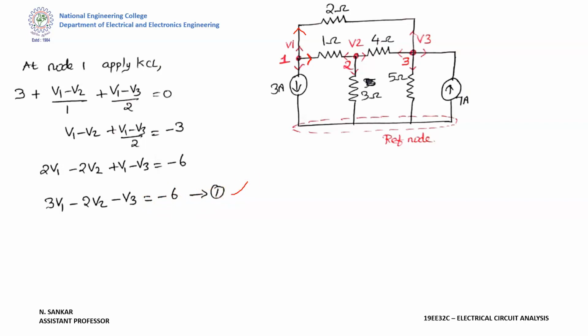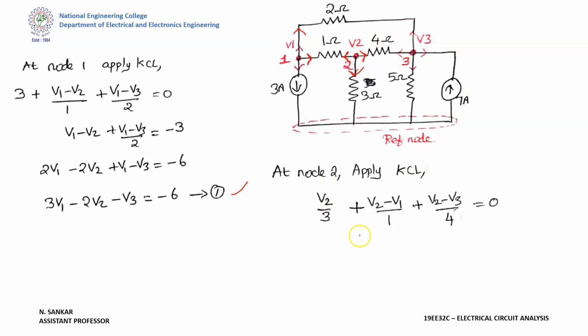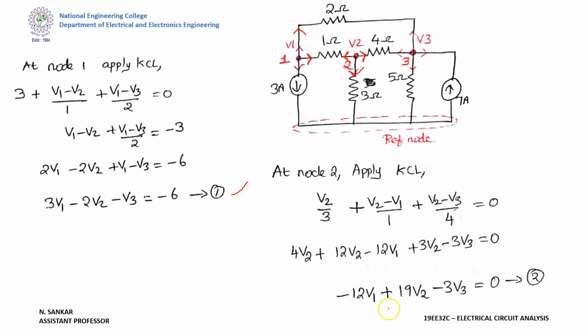Similarly, apply KCL at node 2, that is at this point. Here the current is flowing from V2 to V1, so this current will be equal to V2 minus V1 divided by 1. And here, with this arrow, it will be equal to V2 divided by 3 ohm. And for this one, it will be equal to V2 minus V3 divided by 4 ohm. Similarly, just multiply by 12 or just take the LCM. You will get the equation as minus 12V1 plus 19V2 minus 3V3 is equal to 0. So this is equation number 2.